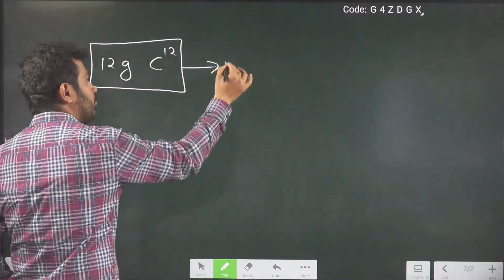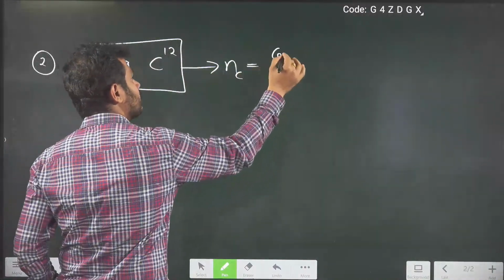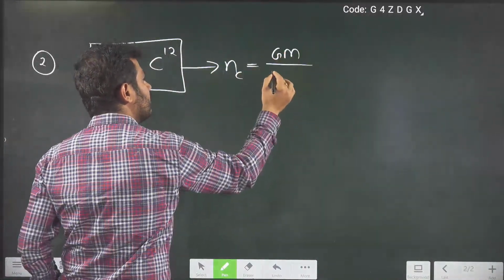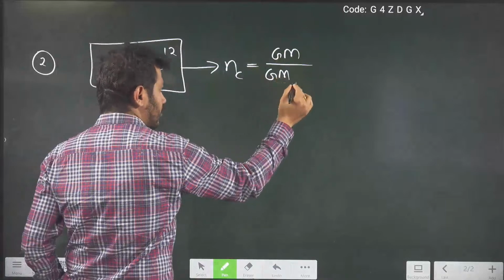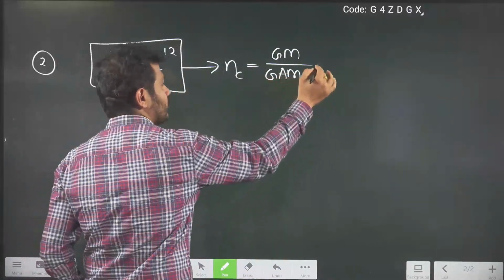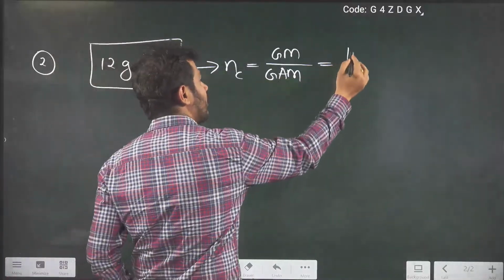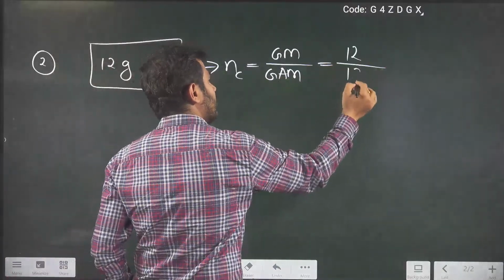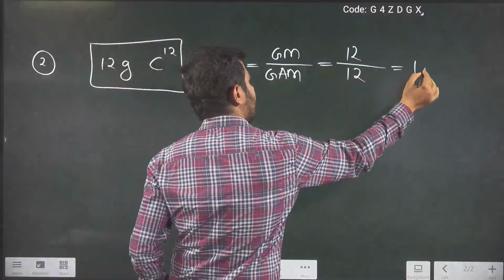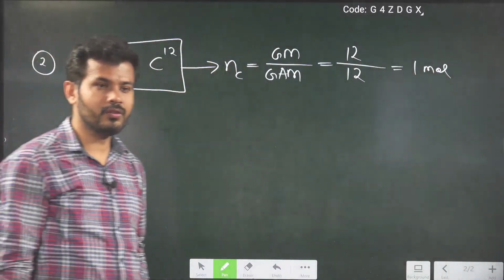So 12 gram of carbon is there. We will calculate the number of moles of carbon atom, that is given mass by molar mass, given mass by gram atomic mass. Molar mass means mass of 1 mole of particles. So given mass is 12 gram divided by molar mass, which is also 12, so it is 1 mole, right? So we have 1 mole of carbon atom.